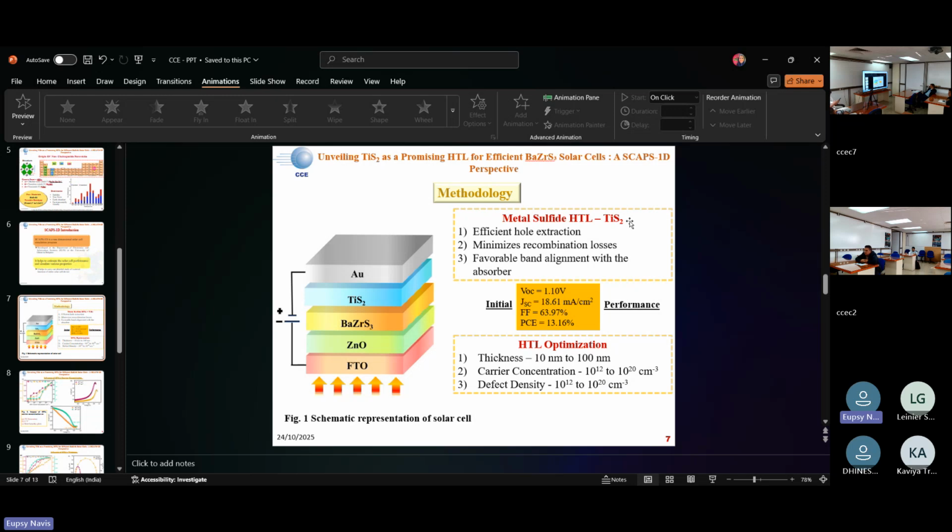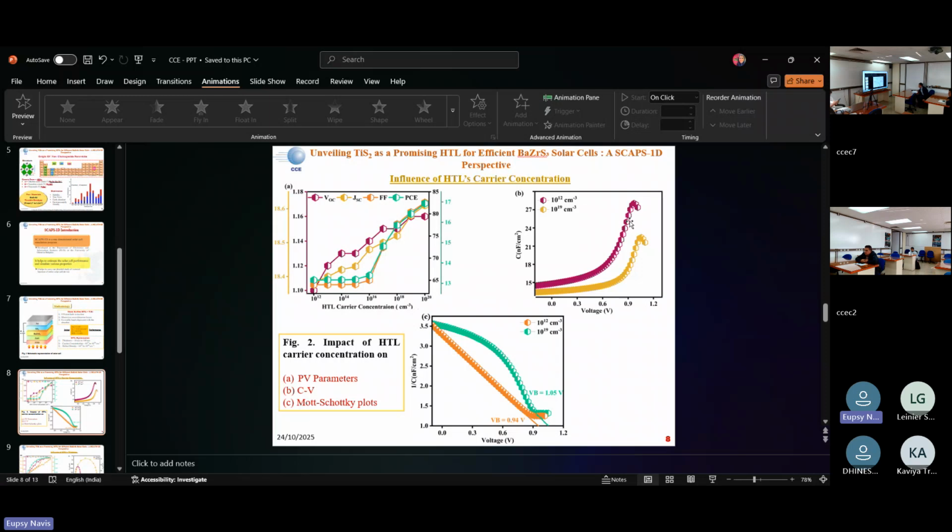So after that, what we did was we optimized the hole transport layer's thickness from 10 to 100 nanometers, carrier concentration from 10^12 to 10^20, and defect density from 10^12 to 10^20. We varied these ranges for these three parameters to optimize the specified range for the HTL. So now let's have a look into the results for the HTL's carrier concentration.